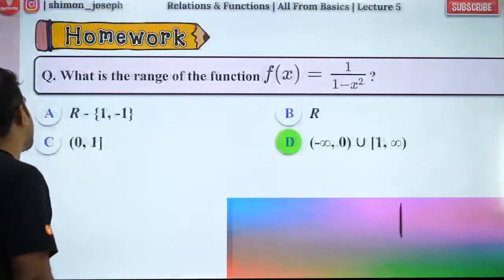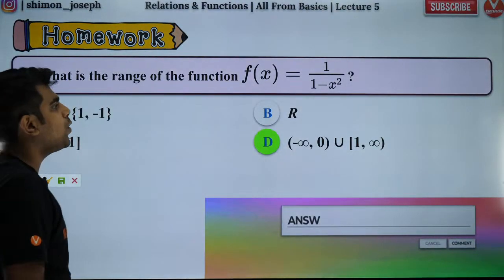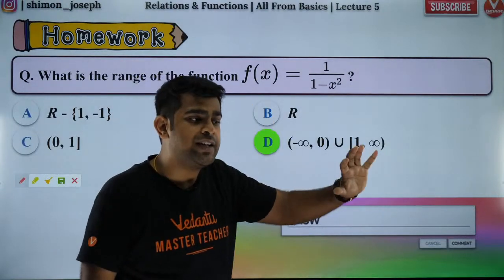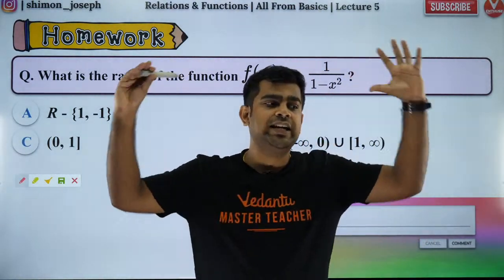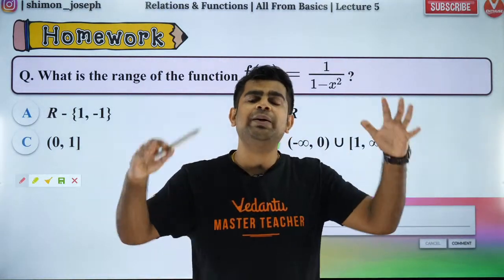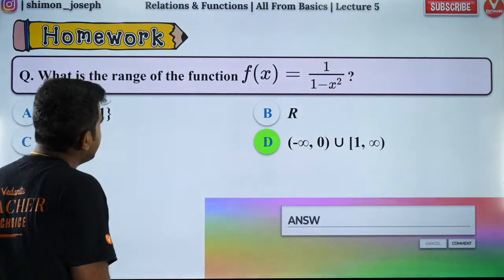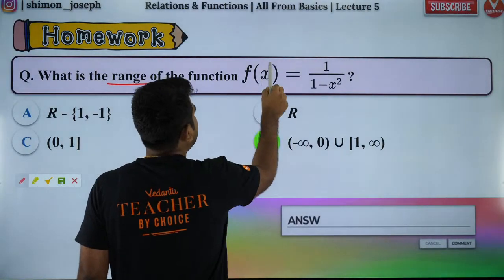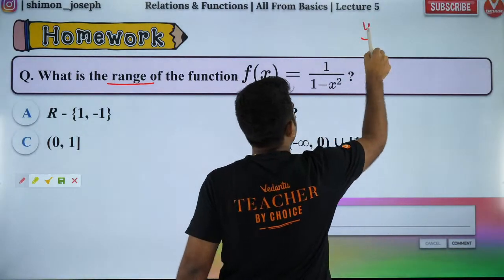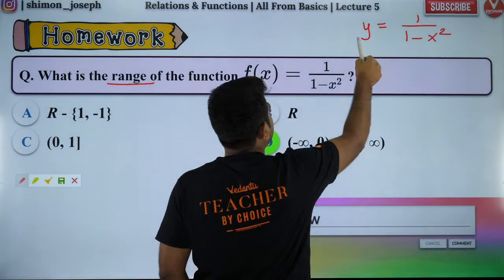So I will start off with the homework question that I gave you last class. So this was a very nice question, and I was so happy that many students got it correct. Let me show you how to do this. So whenever you ask range, write f of x as y. So you have y is equal to 1 by 1 minus x square and get x in terms of y.